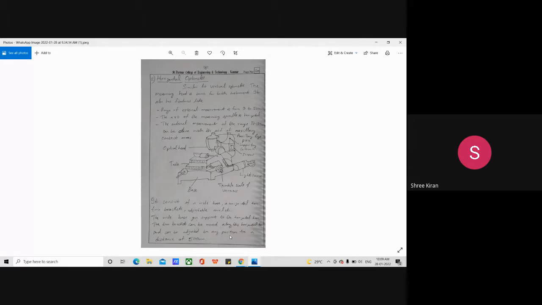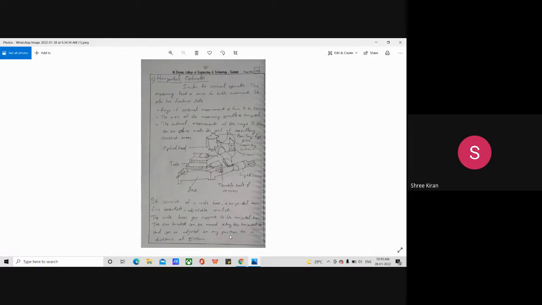The axis of the measuring spindle is horizontal. So the horizontal optimeter is similar to the vertical optimeter, where the measuring head is the same for both the instruments, and due to the following features it is considered different from the vertical optimeter. The range of external measurement is from 0 to 500 mm, and the axis of the measuring spindle is horizontal.